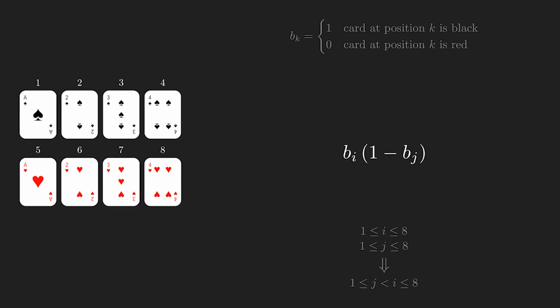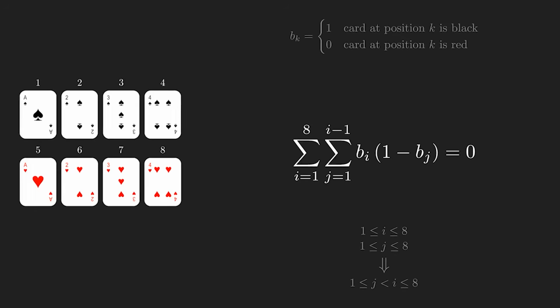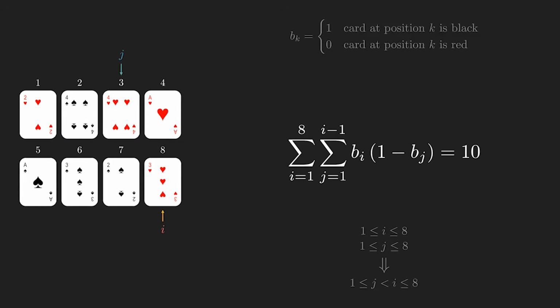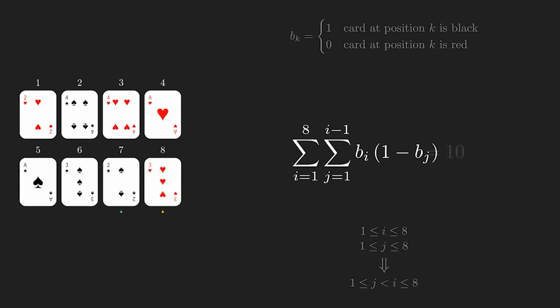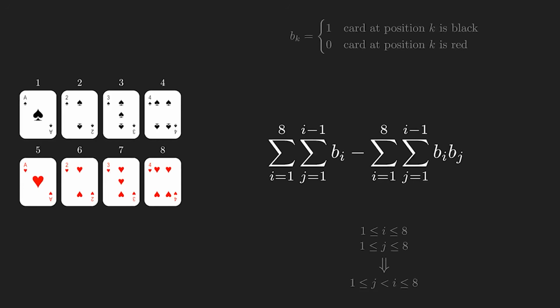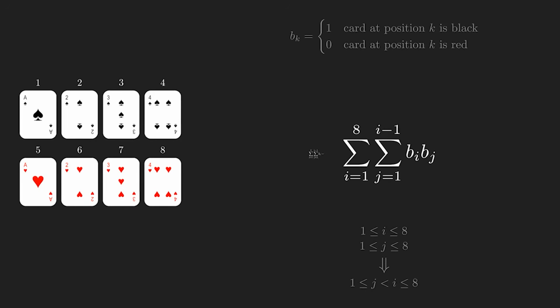Thus, to count all of the black-red inversions out of the 8 cards, we can sum up the number of times this expression evaluates to 1. This sum can be represented like this. All this is doing is going through every allowed combination of i and j based on our restrictions from before, and adding 1 to the sum if i and j satisfy this expression as a black-red inversion. Let's now do some rearranging. We can distribute the bi, then split it into two separate sums. But for now, let's focus just on this second term and see what it's actually doing.